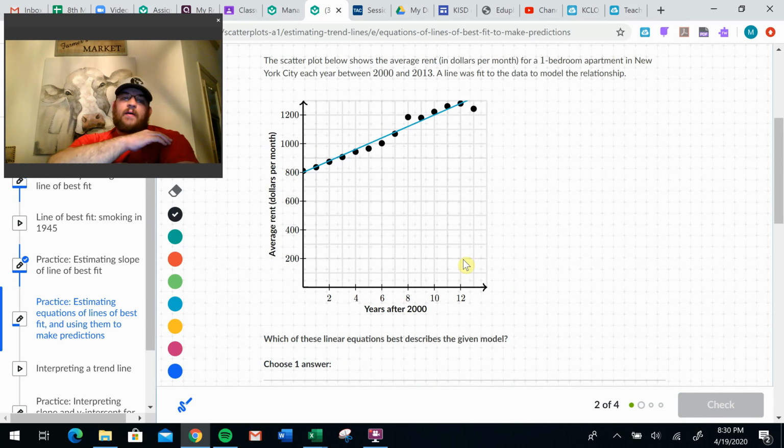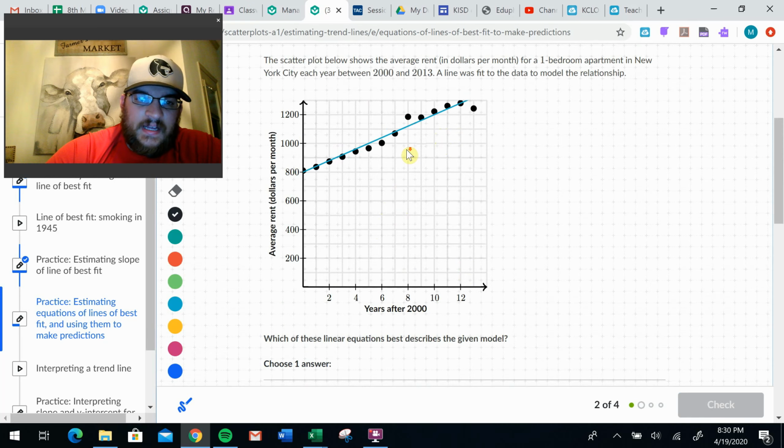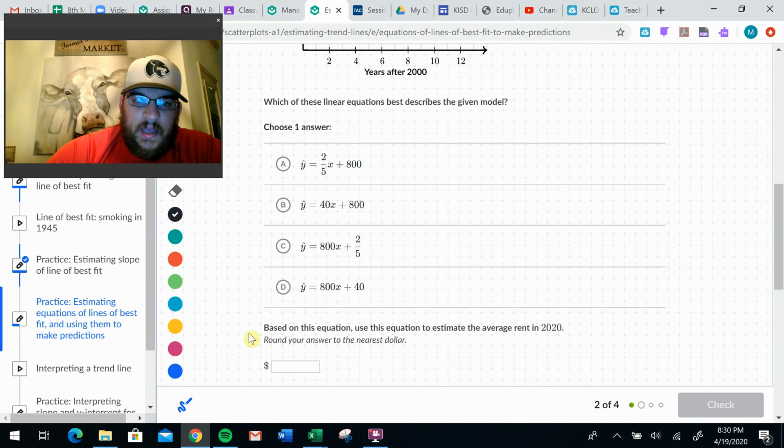Now in this case, let's look at the graph. First things first, we need to see if it's going to be positive or negative. That should help us eliminate some of our answer choices. So from left to right, it's increasing, it's going up. So that's going to be a positive slope. So if we look at my answer choices down here, we notice the numbers that are in front of x, in this case, they are all positive. We have positive 2/5, positive 40, positive 800. So all of our answer choices have a positive slope. So therefore, we can't eliminate anything.